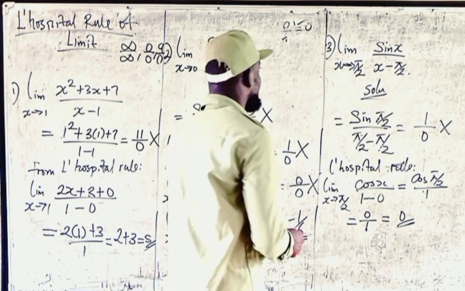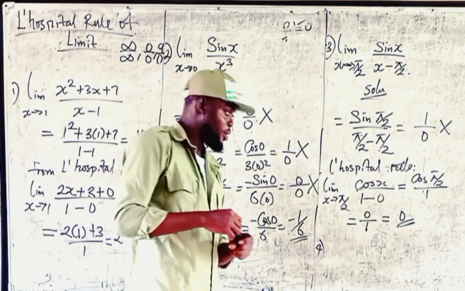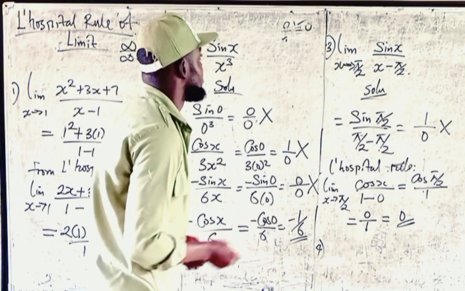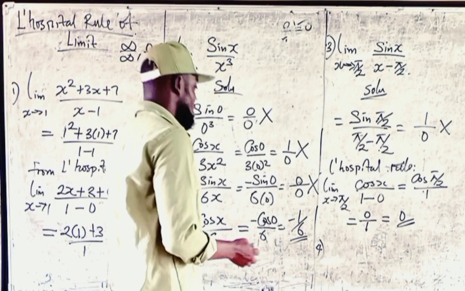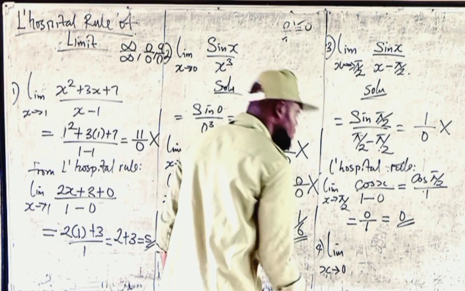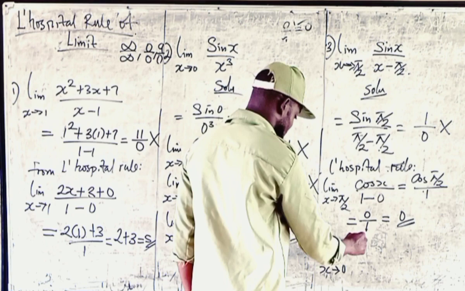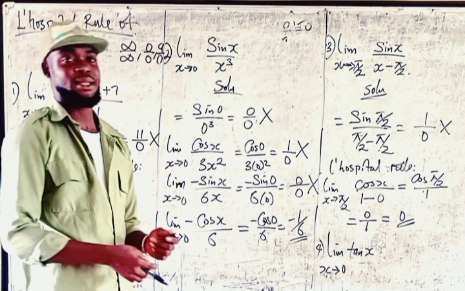Lastly, before we go to lesson number 4, this is the question and these are their valid solutions. Please take a good look at them and ensure you follow. It's very, very important. So let's look at limits. Let's take the limit as x approaches 0 of tan x.